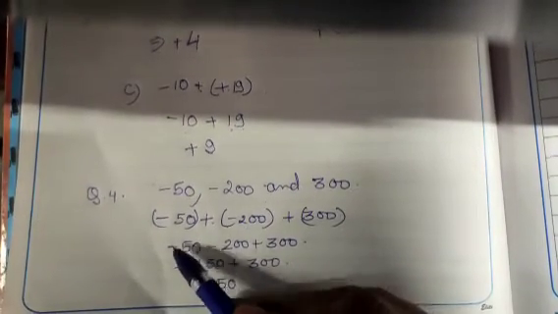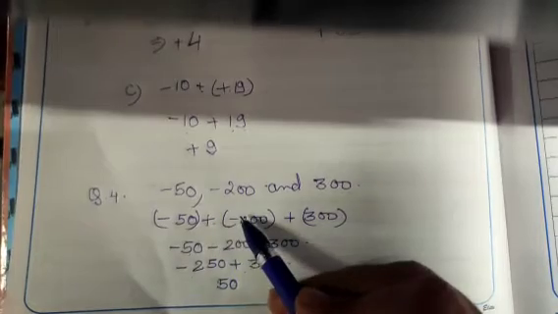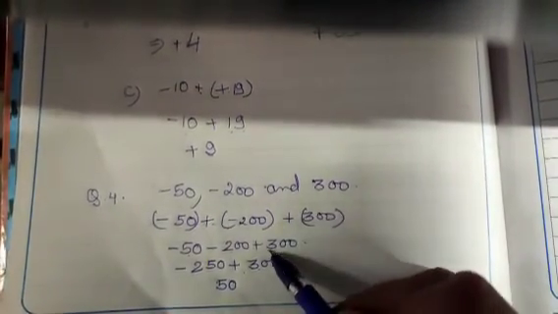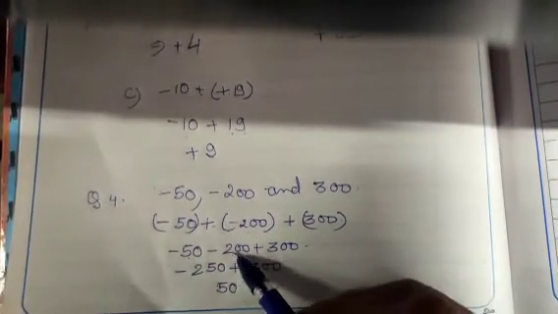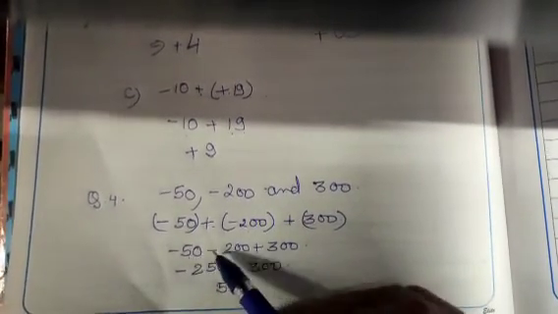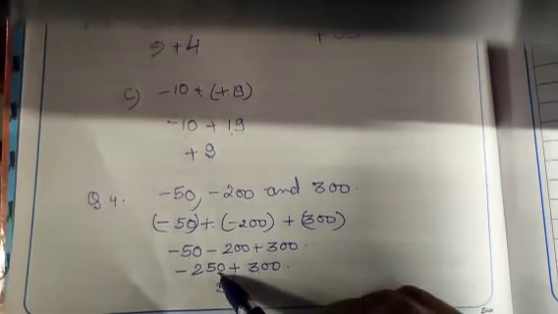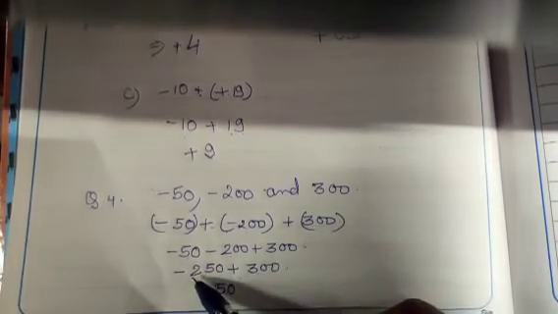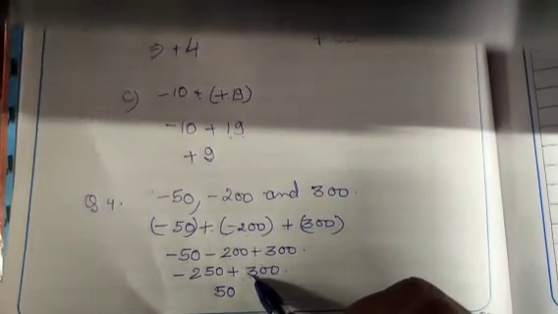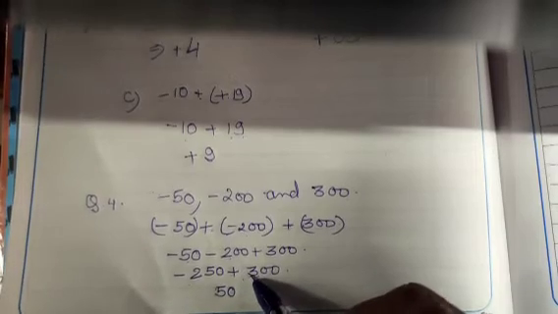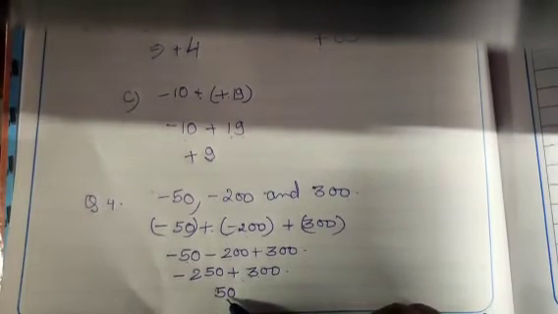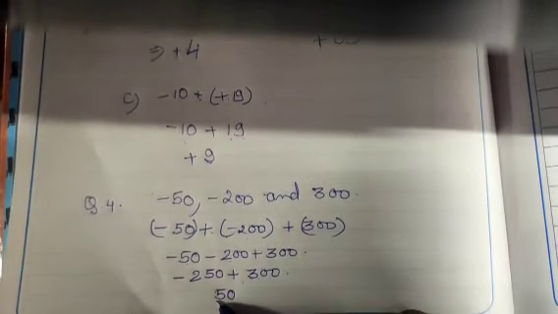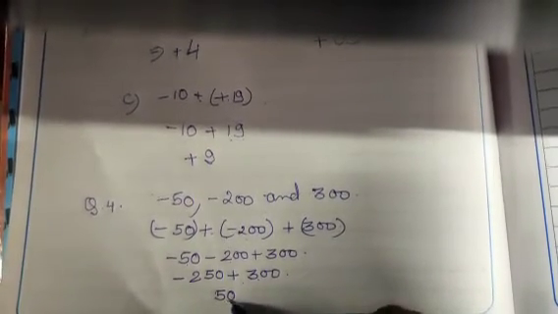Now minus 50, then plus minus, minus 200, then plus plus plus 300. If two integers are negative, then we add them and put the negative sign. So minus 250 comes, then plus 300. Now one integer is negative and the other is positive, then we always subtract. Then 50 comes, and we put the sign of the bigger number. So our answer is plus 50.